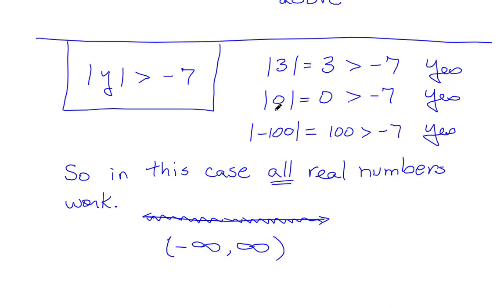What happens if I pick 0? Absolute value of 0 is 0. Is 0 bigger than minus 7? Yes. What if I picked minus 100? Absolute value of minus 100 is a positive 100. And is that bigger than minus 7? Yes. So you see, I've picked a positive number, 0, and a negative. Everything worked. So therefore, all real numbers work, and the solution is minus infinity to infinity. So kind of a long section. Take your time and good luck.